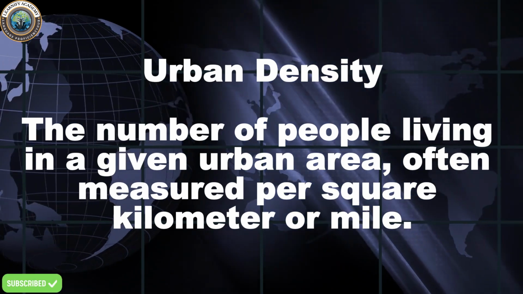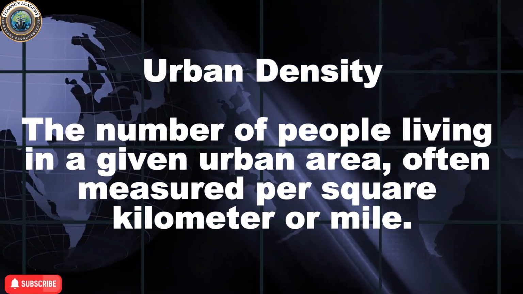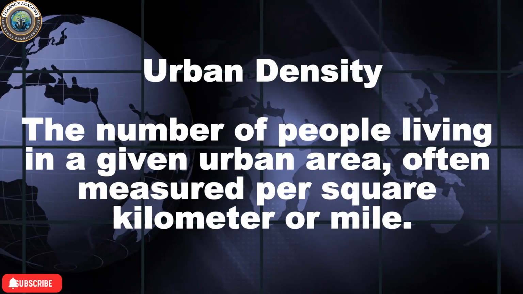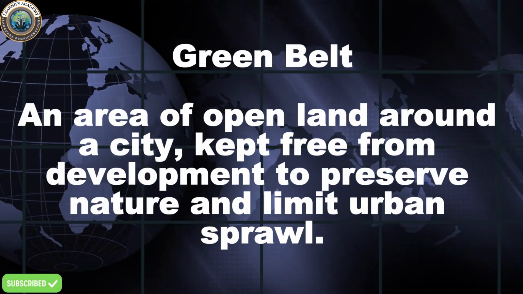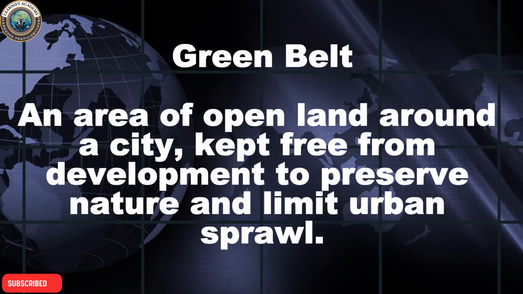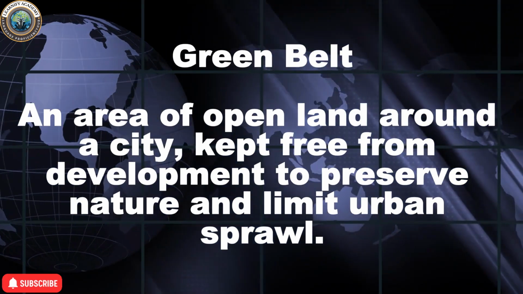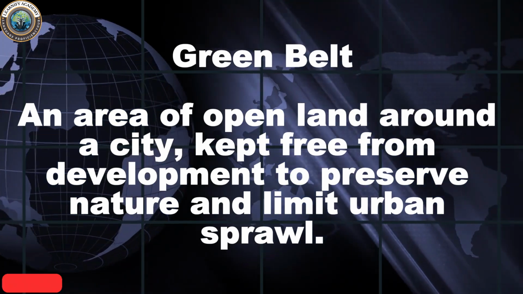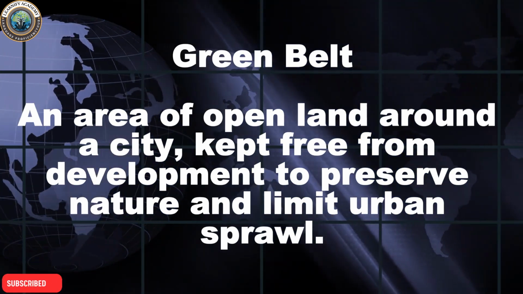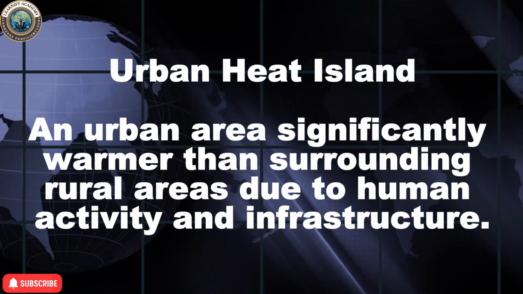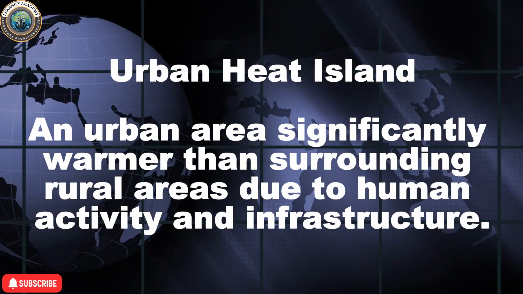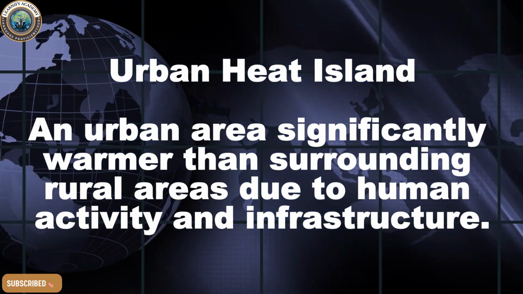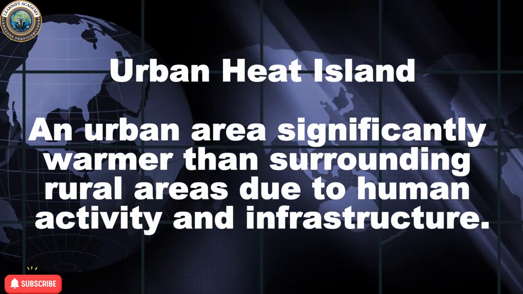Urban density, the number of people living in a given urban area, often measured per square kilometer or mile. Green belt, an area of open land around a city, kept free from development to preserve nature and limit urban sprawl. Urban heat island, an urban area significantly warmer than surrounding rural areas due to human activity and infrastructure.